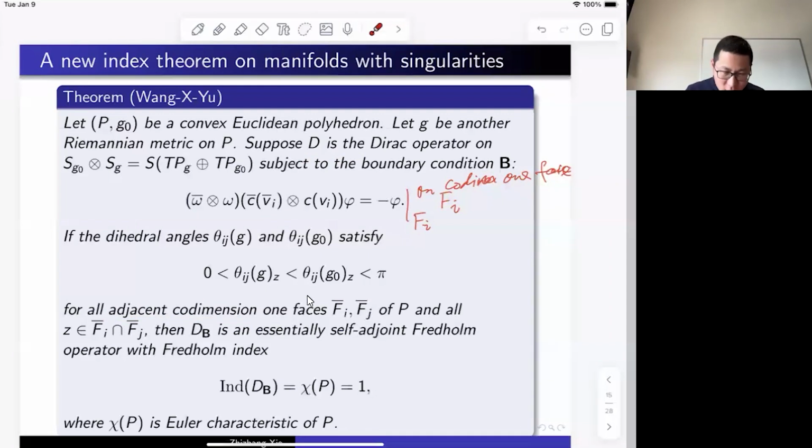So another key step of the index theorem: once you know it has a Fredholm index, you need to compute the Fredholm index. It turns out in this particular case, the Fredholm index is exactly the Euler characteristic of this convex polyhedron. We know that for a convex polyhedron, the Euler characteristic is 1. So the index is 1. This is the key index theorem we need to prove Gromov's dihedral rigidity conjecture.